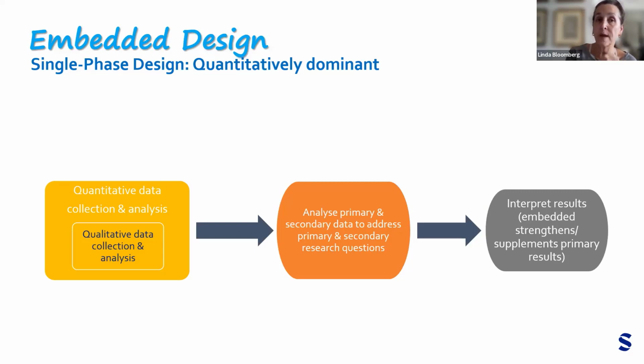So let's look at the first one, which is the quantitatively dominant design. First, quantitative data collection and analysis occurs. The researcher analyzes primary and secondary data to address primary and secondary research questions. And the researcher then interprets the results, which are embedded in the design. These are the primary results. So what we're talking about here is a single phase design that is quantitatively dominant.